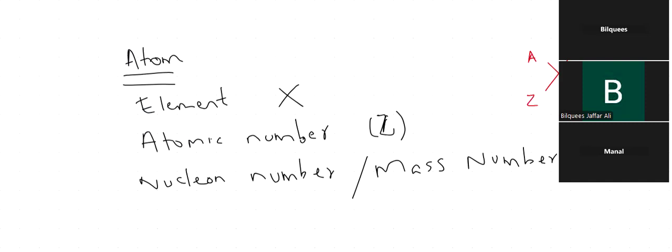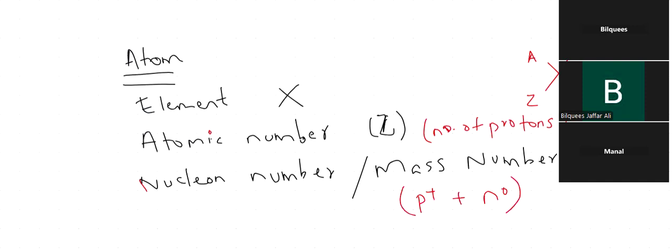So what do you mean by atomic number? You might have studied it in chemistry as well. Atomic number is defined as the number of protons in the nucleus. And the nucleon number or mass number is protons plus neutrons. If there are, let's say, 14 protons, then there will be an equal number of electrons as well, until and unless the atom is ionized.